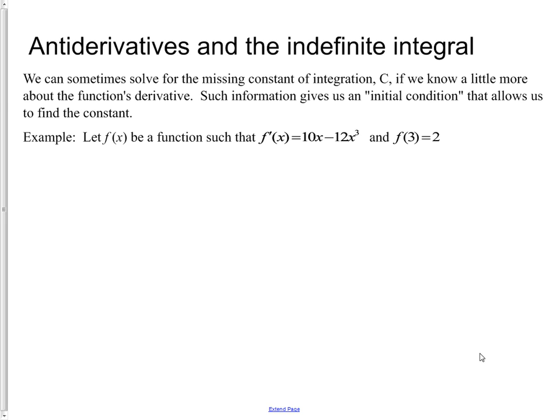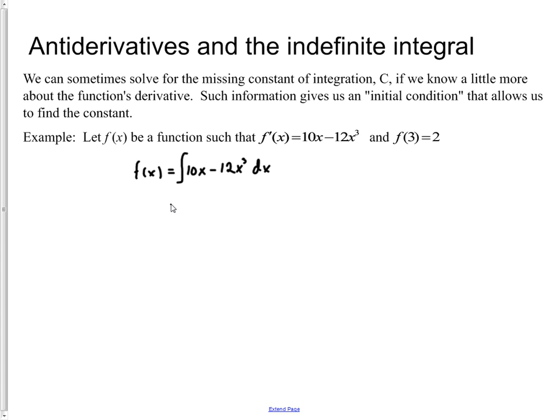Here's an example. We've got the function f of x is equal to 10x minus 12x cubed. And what's more, we know that the function at x equals 3 results in y equals 2. So let's go through and find out what that function has to be. Our function would have to result in the antiderivative of the function 10x minus 12x cubed dx.